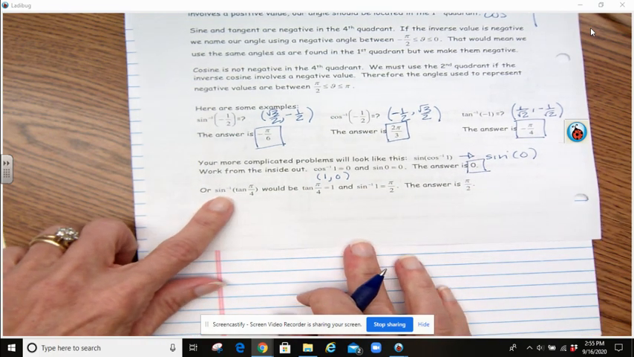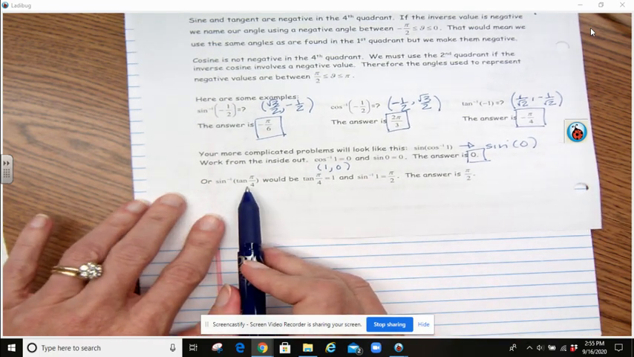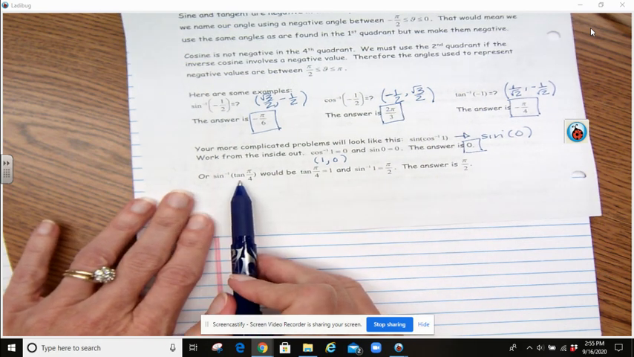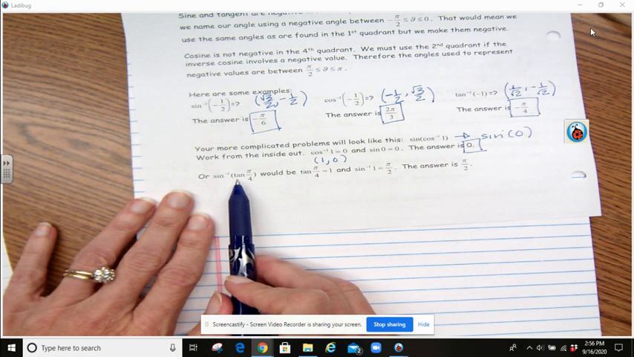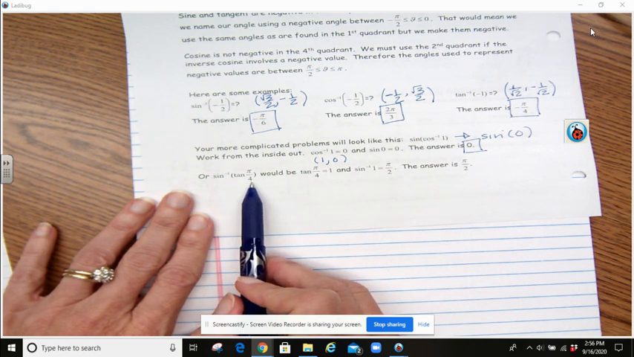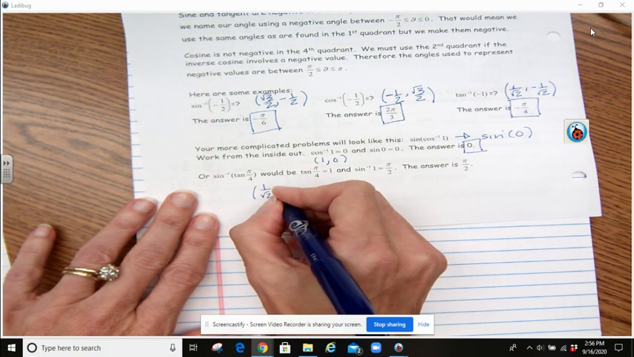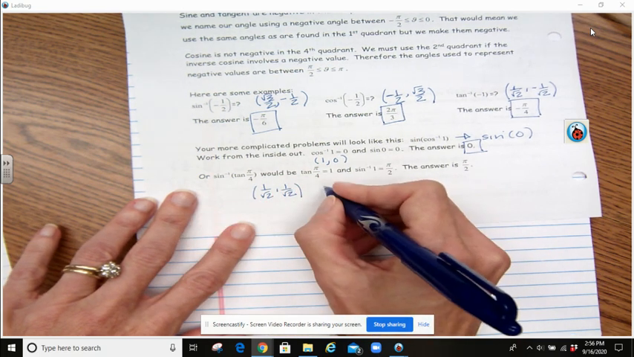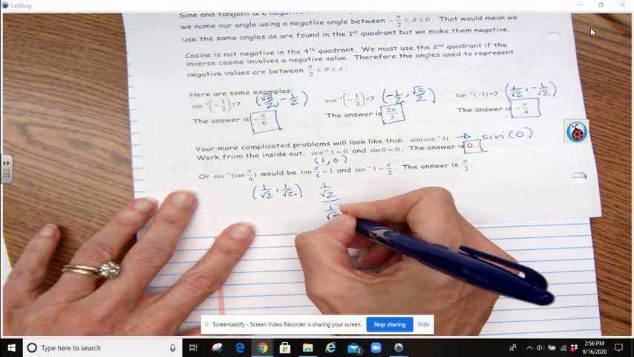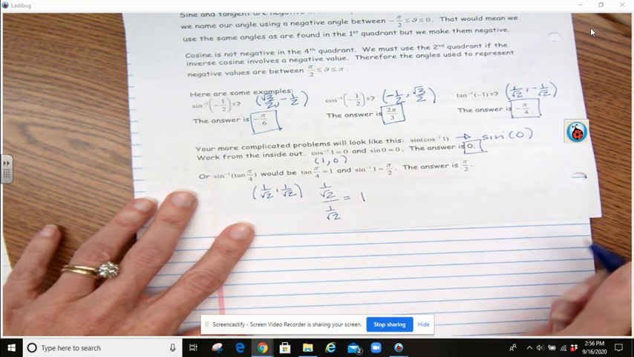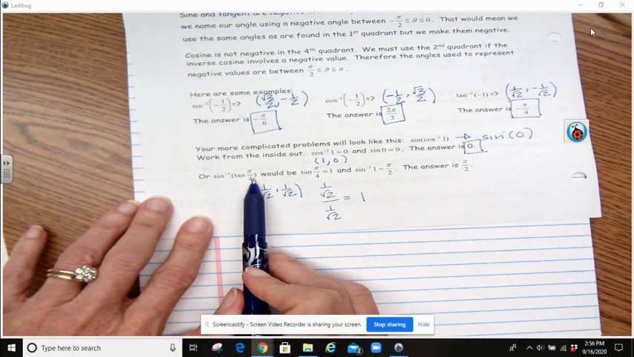Okay, let's try one more of those. So again, inside out. So this is not an inverse problem. It's a regular trig function. So the tangent of the angle, we're looking for a value. So pi/4 is 1/√2, 1/√2. Tangent is y divided by x. Anything divided by itself is 1. So tangent pi/4 is 1.